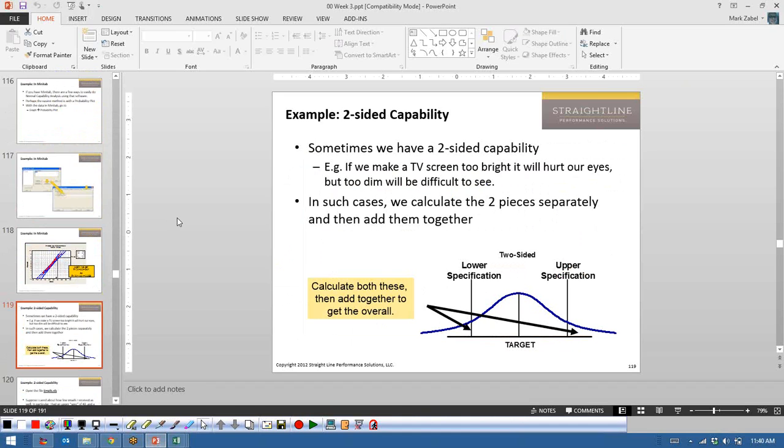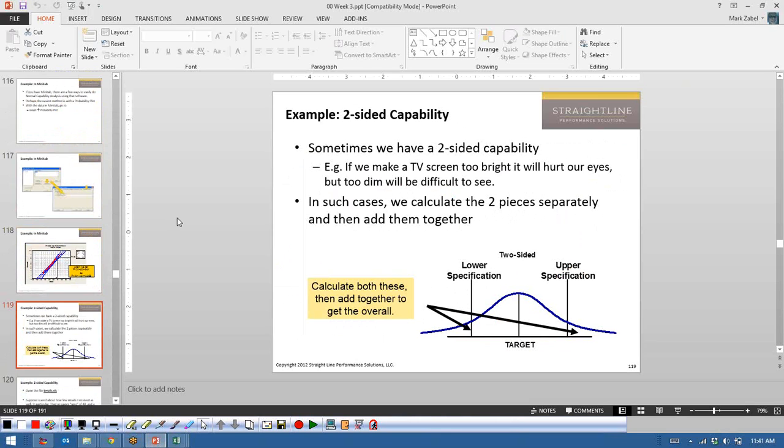The example that I'm going to give here, now this happens a lot in manufacturing, it happens less in transactions. Let me give you an example of something that's probably not a two-sided capability, it's probably a one-sided: the time that it takes to make a collection. I don't really care how quickly I get the collection in. If we got somebody's money in 2 days, that's probably good. And if you got it in 1 day, it's probably even better. But we might not want it to ever be worse than, say, 20 or 30 or 60 days. Whatever that specification is.